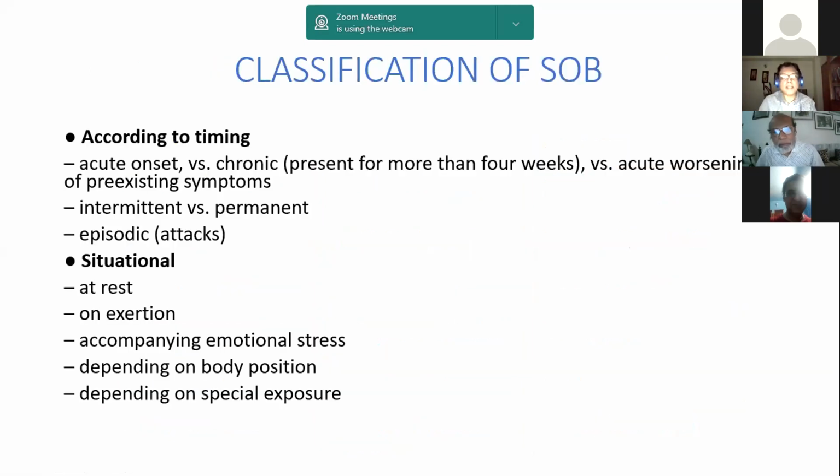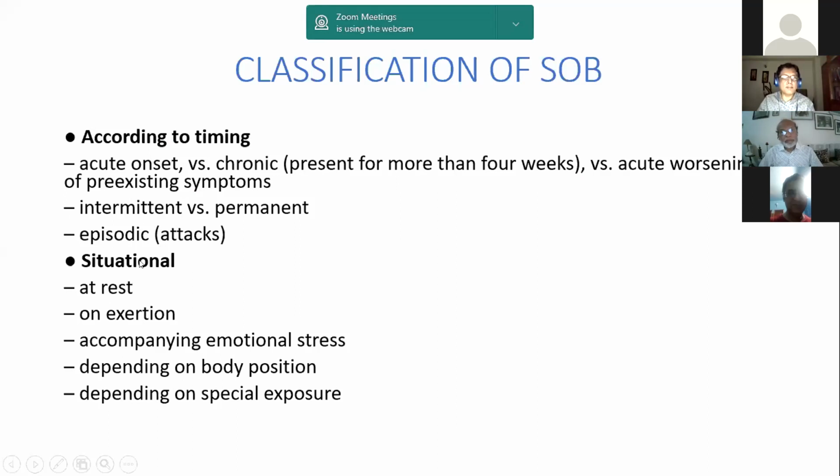How do we classify breathlessness or shortness of breath? These are the three broad classifications according to the timing. There may be acute onset, intermittent, and episodic. And the chronic ones, when the symptoms are persistent for more than 4 weeks. There may be acute and chronic presentation as well.